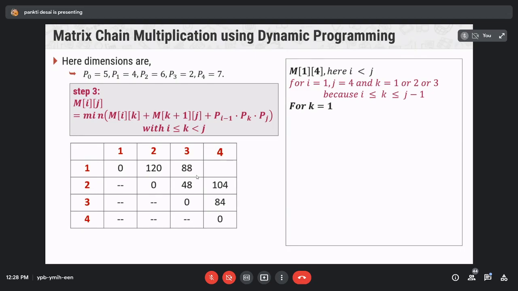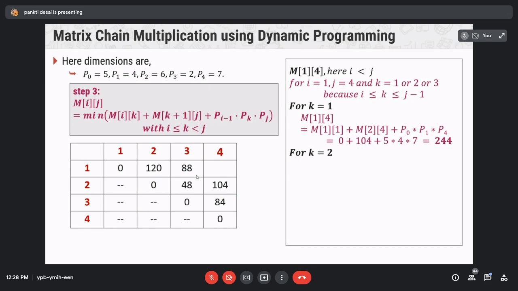Okay. Now find the value for M14. For M14, i equals 1, j equals 4, and the value of k is between 1 less than or equal to k less than 4. So the value of k will be 1, 2, 3. So for k equals 1, find the value of M14. This will be 244.